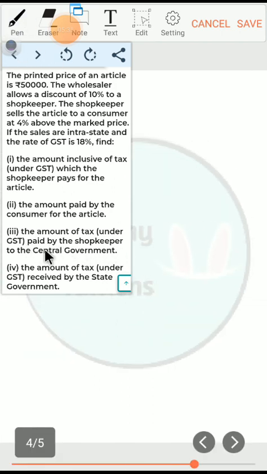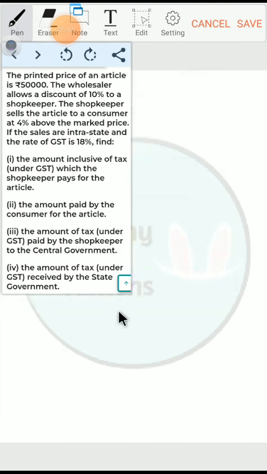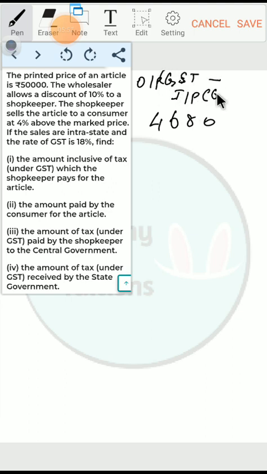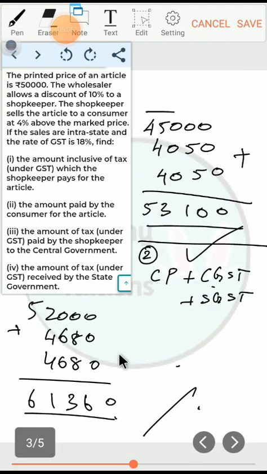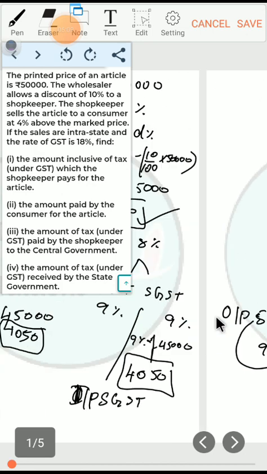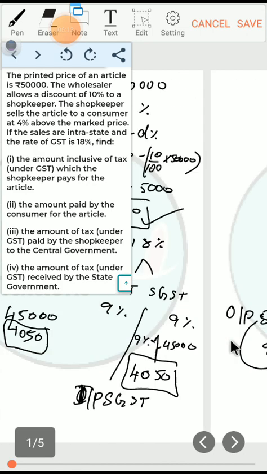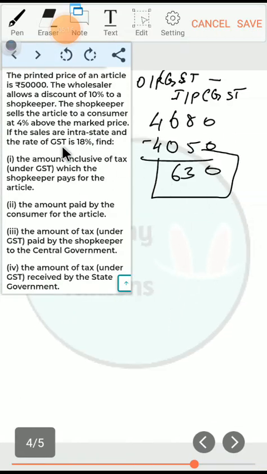Third one, last one. Amount of tax paid by the shopkeeper to the central government. That is output CGST minus input CGST, only the total amount of tax paid by the shopkeeper to the central government is asked. That is 4,680, output CGST minus input CGST. 4,680 minus 4,050, which is 630 rupees. Third one, the amount of tax paid by the shopkeeper to the central government is rupees 630.